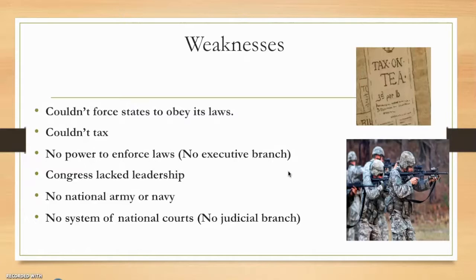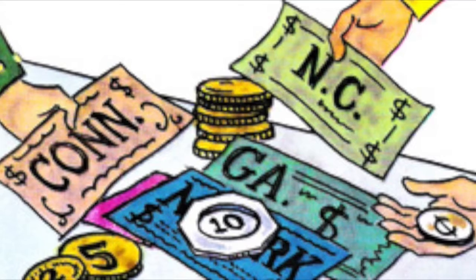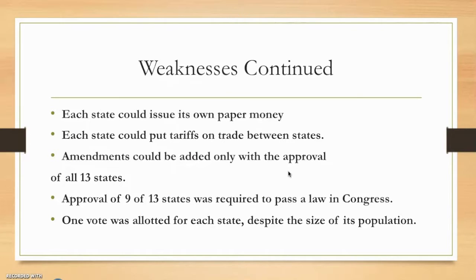There was no national army or navy. There was not a system of national courts because there was no judicial branch. There was only part of a legislative branch. Also, each state could issue its own paper money, which drew up many problems. Each state could put tariffs on trade between states.